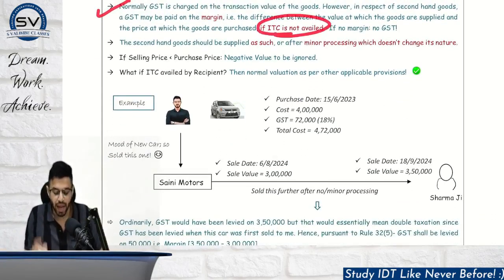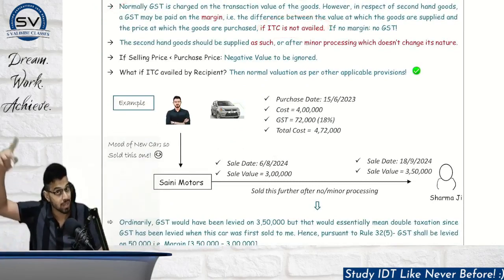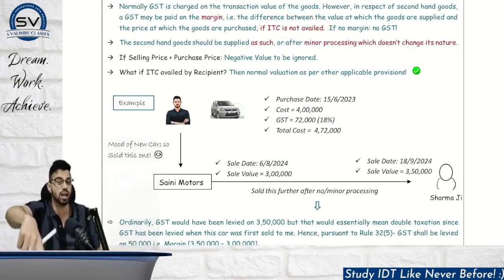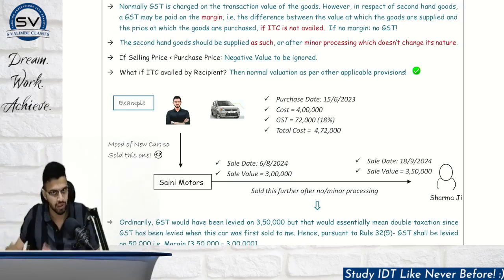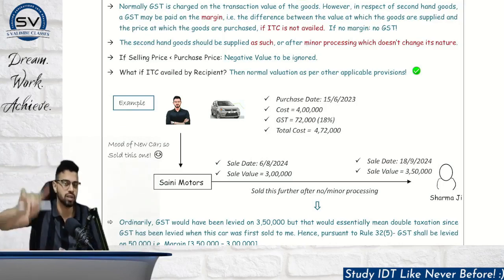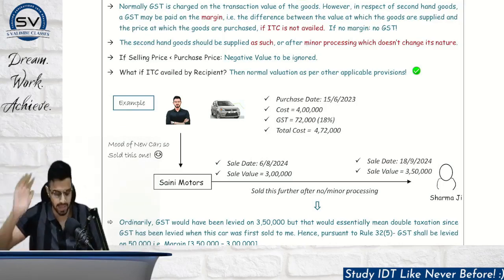The condition is that ITC should not be availed by the person to whom I am selling for 65,000. If he's taking ITC, then I have to charge on 65,000, not 15,000. Normally, under the margin scheme, 15,000 will be leviable to GST. If the person is taking ITC, then I will charge on 65,000.